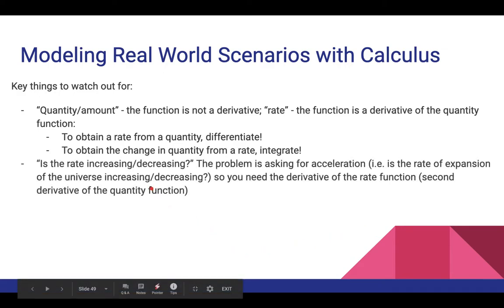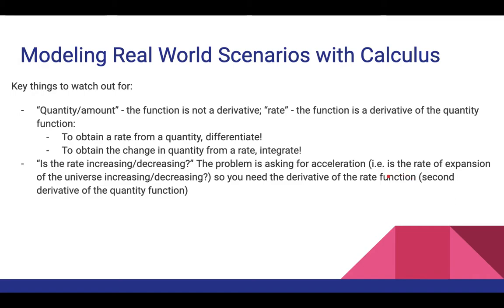And then this is a little confusing problem that we've gone over before. There will be problems that ask you, is the rate increasing or decreasing? If that happens, it's not asking you for the first derivative of the quantity. It's asking you for the derivative of your rate. So you look at your rate function and take the derivative of your rate function, which will be the second derivative of your quantity function. So if the problem is asking for acceleration, i.e. whether the rate of expansion of the universe is increasing or decreasing, you need the derivative of the rate function, the second derivative of the quantity function.